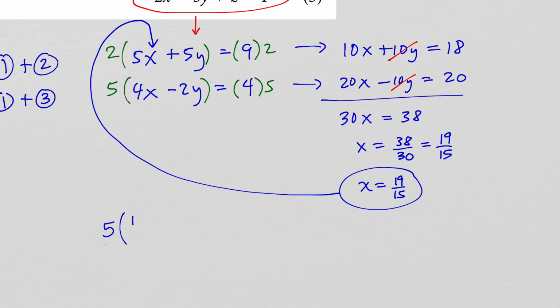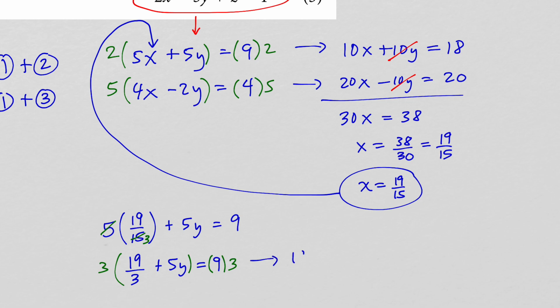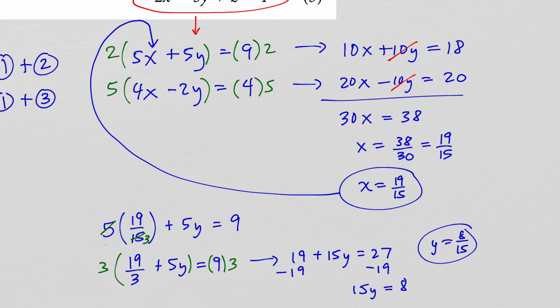So that's going to be 5 times 19 over 15 plus 5y is equal to 9. This is going to be 19 over 3, right? Because these cancel out here. And then plus 5y is equal to 9. And then what I'm going to do here is just multiply both sides by 3. That'll get rid of that fraction. So we have 19 plus 15y is equal to 27. Subtract 19 from both sides. We have 15y is equal to 8. And then, of course, y will be 8 over 15.